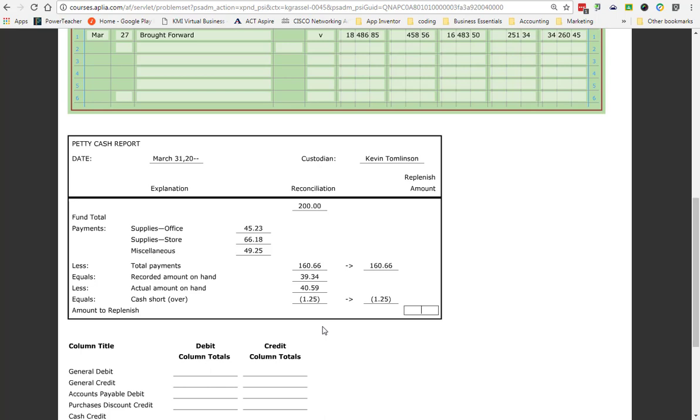Just like here, I carried the 160.66 over. It just kind of said, hey, put this also there. I'm going to do that 125 here. Now, if it was short, would I put it in parentheses? No. Okay, so here's where we're at.